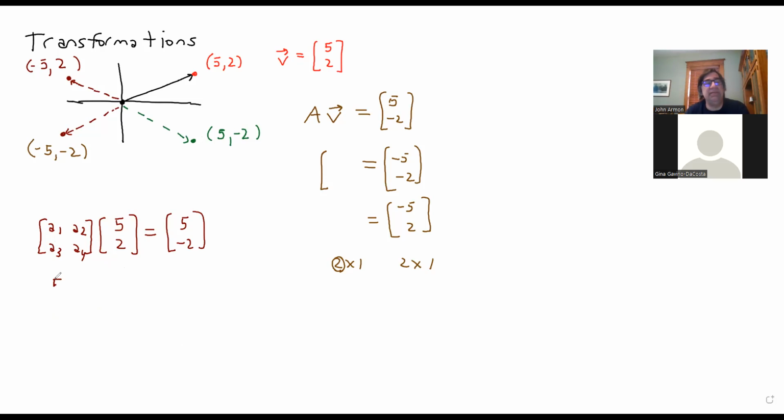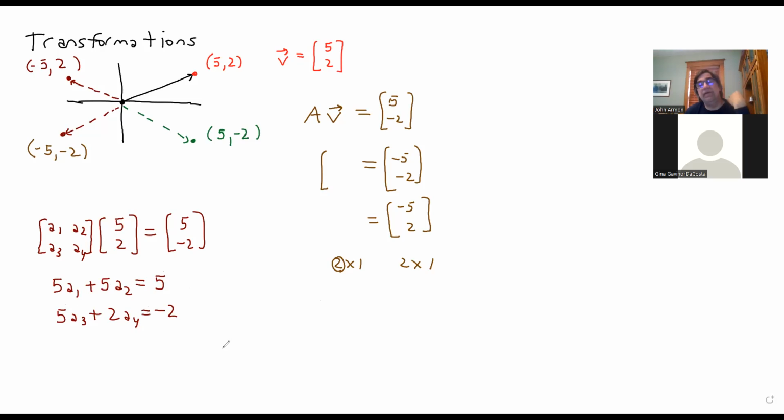is going to be 5 times a sub 1 plus 5 times a sub 2 is equal to 5. 5 times a sub 3 plus 2 times a sub 4 is equal to -2. So there's your system. So you've got to come up with variables that are going to work here and here, producing 5, and variables working here and here to produce -2.